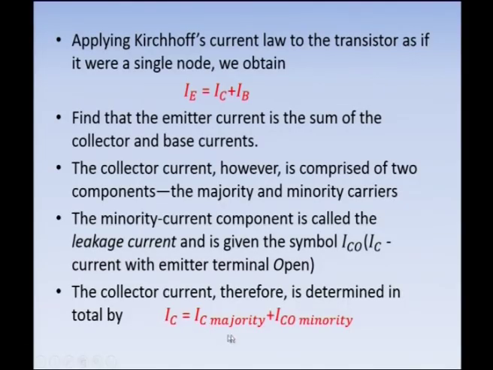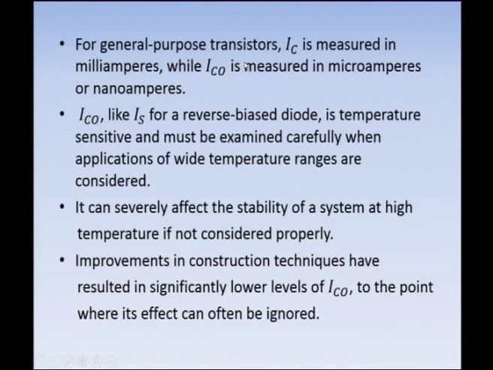And during the reverse biased condition, the collector current is comprised of two parts, that is, due to the majority carriers and due to the minority carriers. And this is given in an equation: IC is equal to IC majority plus ICO minority. For general purpose transistors, IC is measured in milliamps, while ICO is measured in microamps or nanoamps.